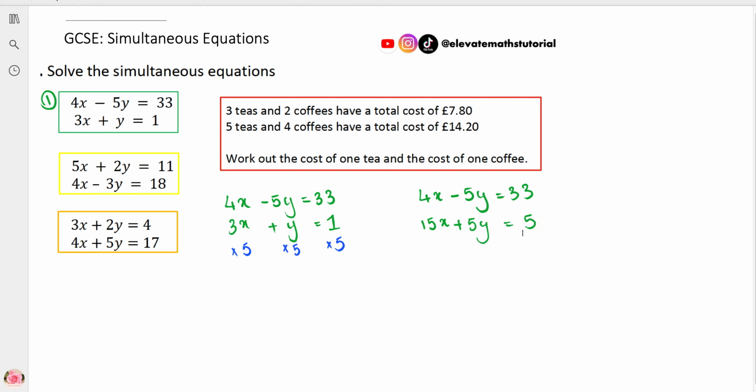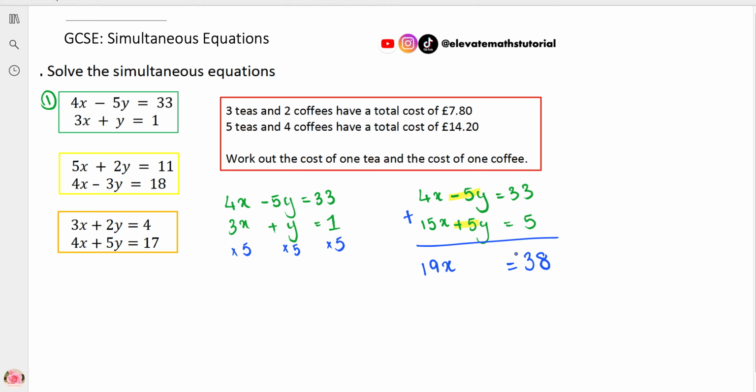What we do then is look at the signs here. If they are different signs, we add. If they are the same sign, we subtract. So same sign, subtract; different sign, add. In this case we're going to add them because they're different signs. So 4 plus 15, you're going to end up with 19x. Minus plus cancels out, that's the whole point of this. We wanted to get rid of one of them. We made them the same, and we're adding them because they're different signs, so we can get rid of them. And 33 plus 5, that's going to be 38.